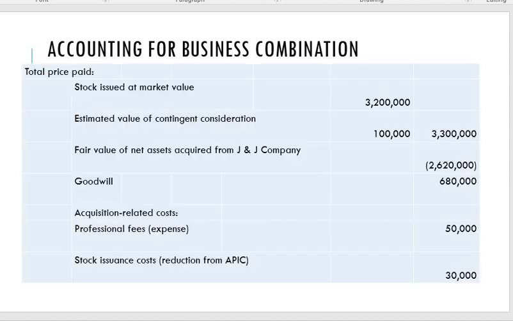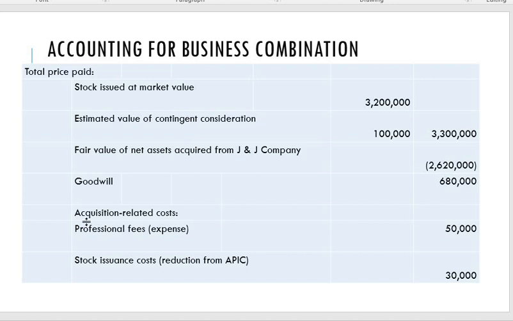Now, how do we compute for the goodwill? So, if my contingent consideration, it will increase the consideration transferred, no? Kasi considered naman din as part of the consideration transferred yung contingent consideration. So, yung stock natin at fair value, which is 3.2 million, and then estimated value of the contingent amounting to 100,000, we have total consideration of 3.3 million. And then the fair value of the net assets acquired natin is 2,620,000, giving you a goodwill of 680,000. Okay? So, na-increase ang value ng goodwill natin due to the contingent consideration.